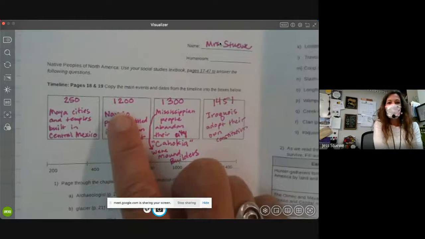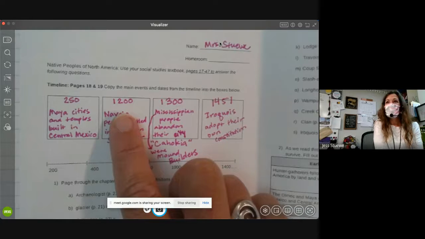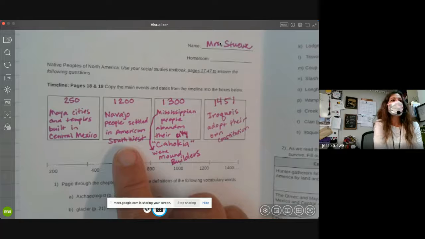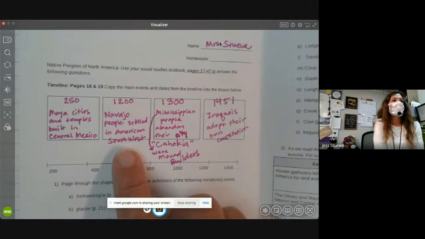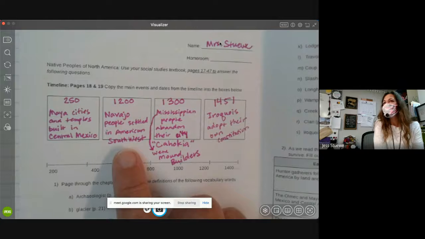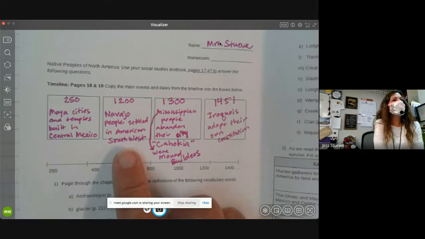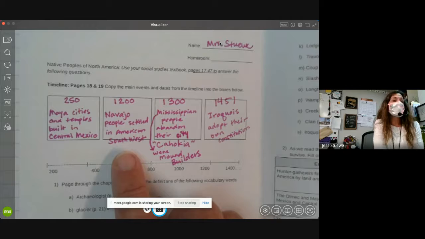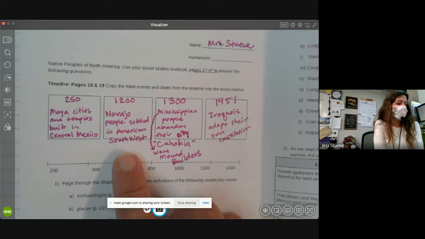So the next one is the year 1200. In the year 1200, that is when the Navajo people settled in the American Southwest. If you are curious about the Navajo people, there were other tribes also in the American Southwest, the Diné. There were cliff dwellers as well. There were the Pueblo people as well. So if I'm saying any of these words and you have heard of them before, they would be in the American Southwest.